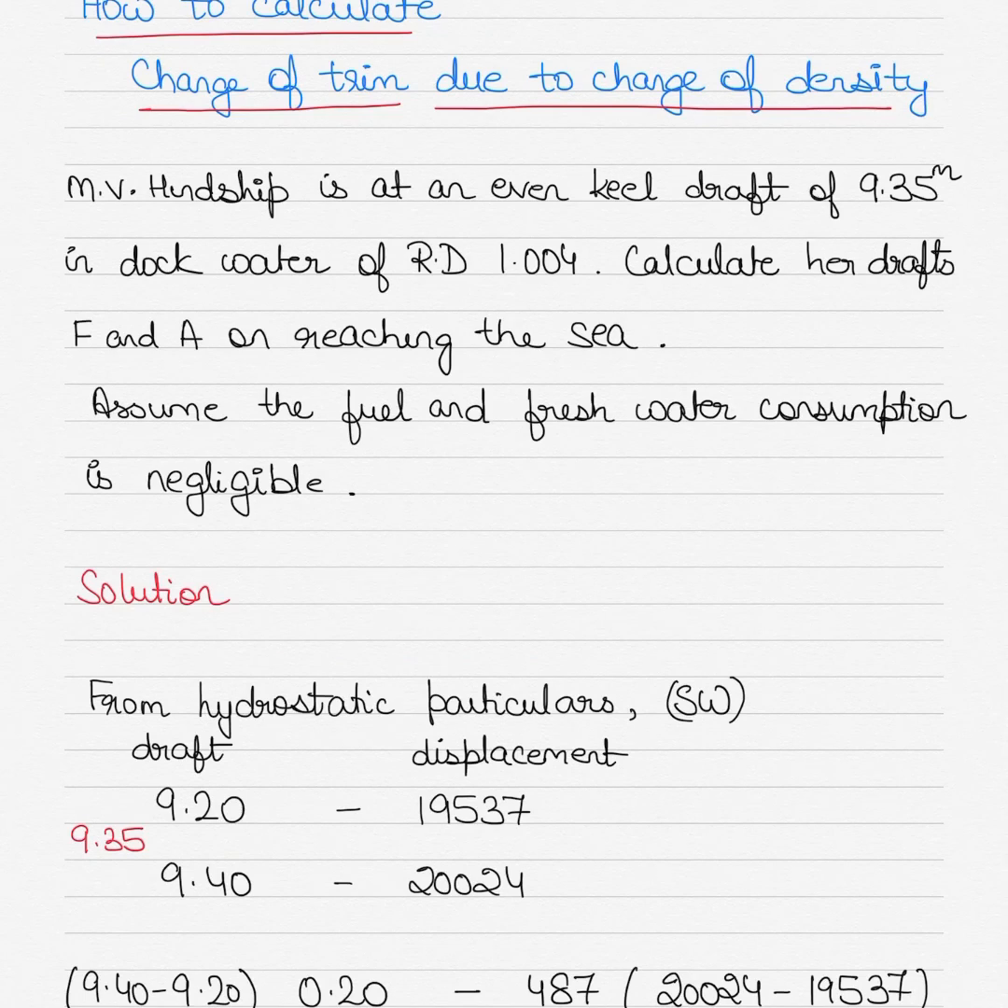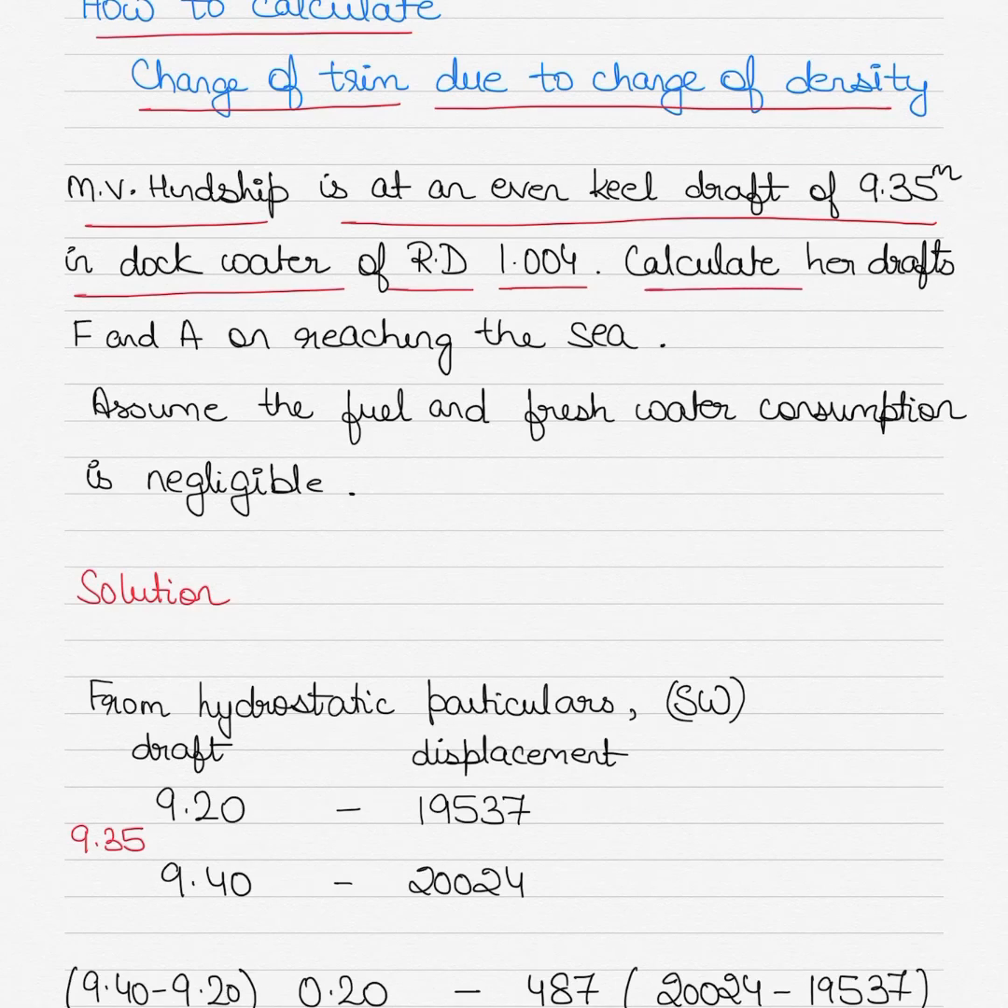So the question says that MV Hindship is at an even keel draft of 9.35 meters. That would mean that the ship's forward and aft draft is the same, it's on even keel. The vessel is currently in dock water of a relative density 1.004. So the vessel is in port and the relative density is 1.004.